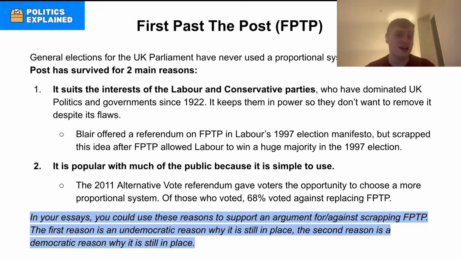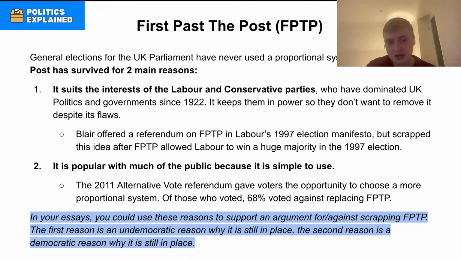But the second key reason, so that's maybe you could say an undemocratic reason, and you could bring that into your analysis potentially for an argument that first past the post should be replaced, actually, because it's only being kept because it benefits the two main parties. But the other main reason is that it's popular with much of the public. And that's a democratic reason why it's maintained. And that's largely because it's simple to use.